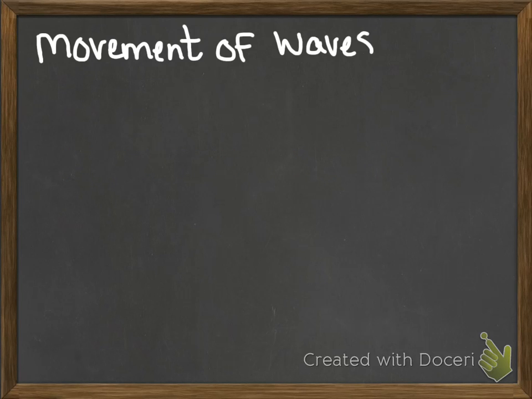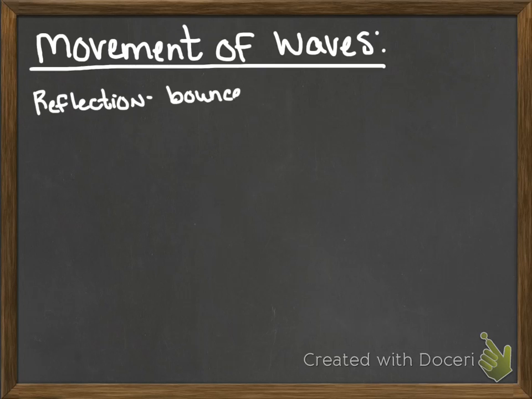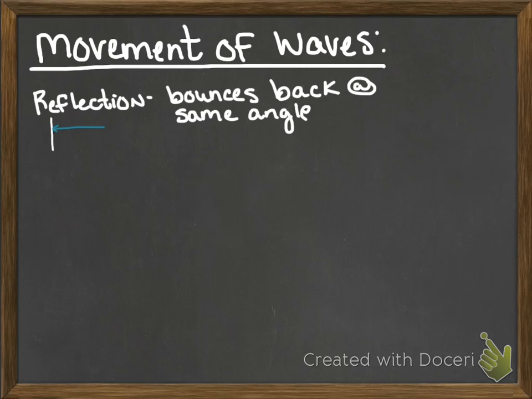So let's look at movement of waves. Waves can move in 3 different ways. The first is waves can reflect off of something. If light reflects off a mirror, you know that it's going to hit the mirror and then bounce back at the same angle. So reflection is just the waves bouncing back at the same angle.